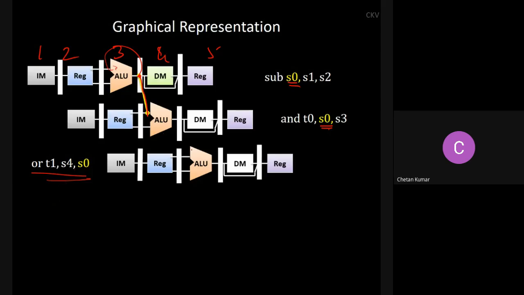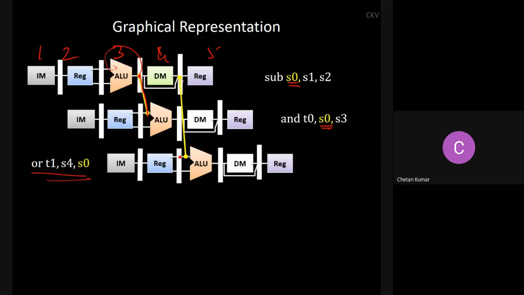So for this instruction, where is the data required? Data is required here. So in this case, from which stage should I forward? So where should I forward? Here it seems a little bit tricky. So I have to forward the data from here.